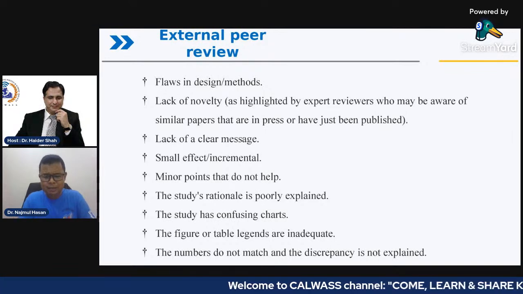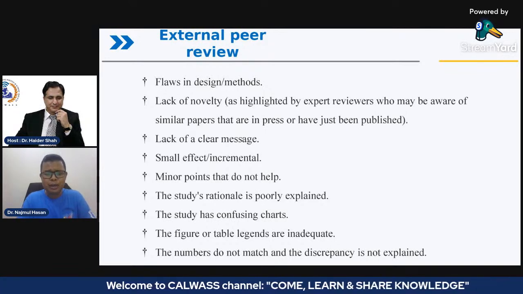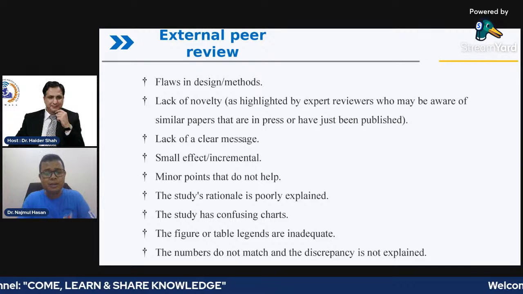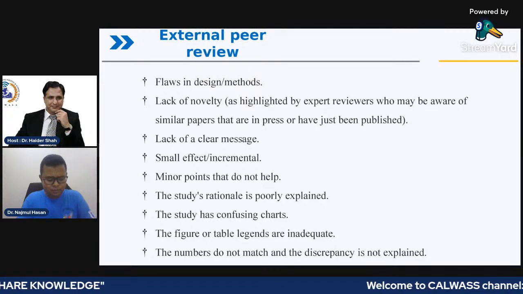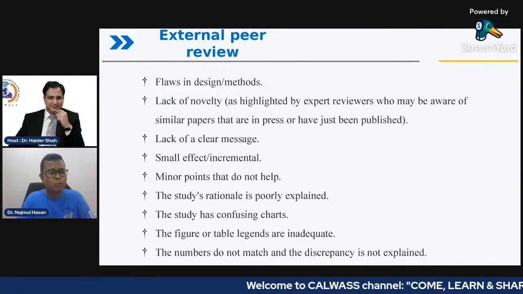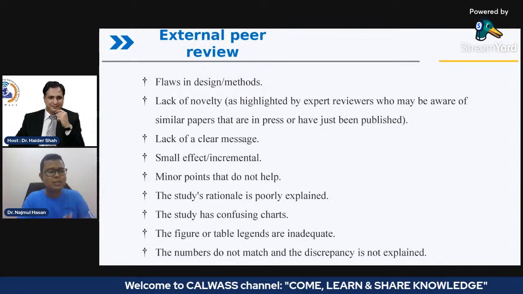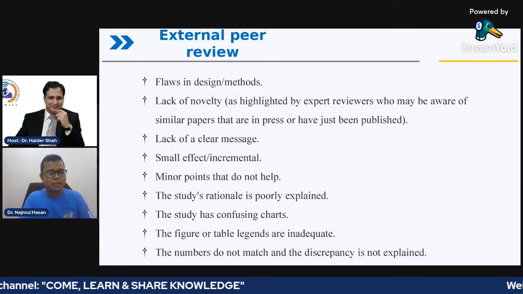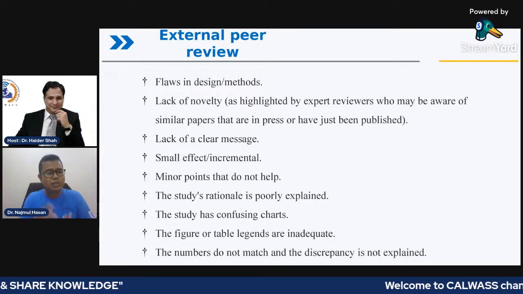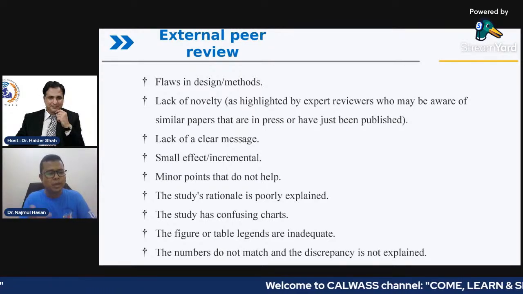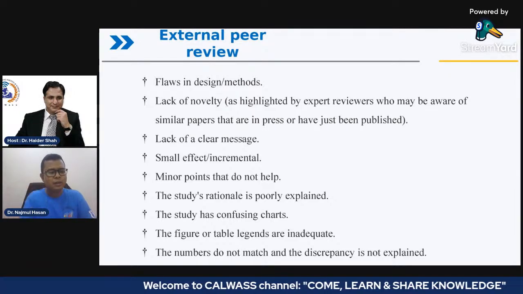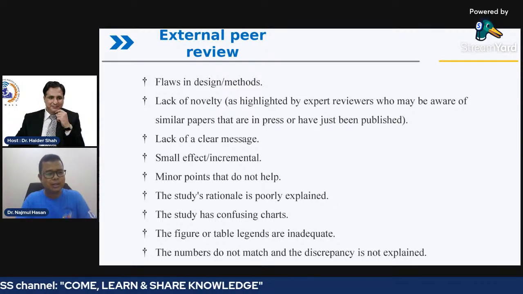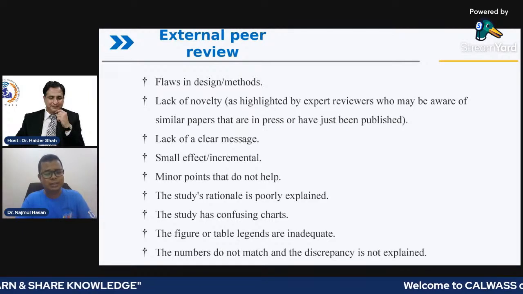There are some other parts when you publish or in the review stage, where reviewers think about some silly matters or very small issues. For example, the table number is not in your text. Your in-text citation and the reference are not matching, right? The rationality of your study is very poor. You make some graph or model which is very confusing, right? So reviewers actually focus on this, right?